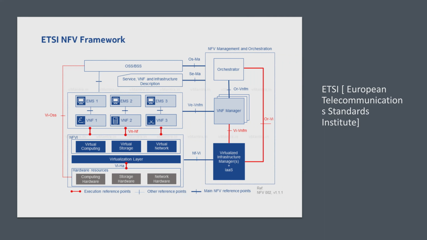Apart from this, you have the OSS and BSS, which belong to the core telco part. This orchestrator, VNF manager and VIM layer, all together we call MANO, NFV management and orchestration. If you want a shortcut, you can call it MANO. So that's the basics of the ETSI architecture.